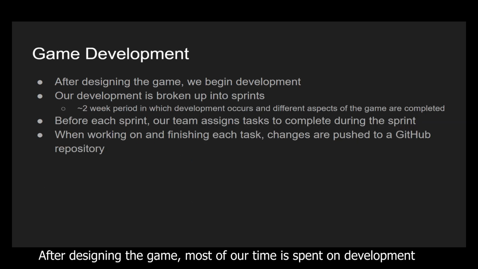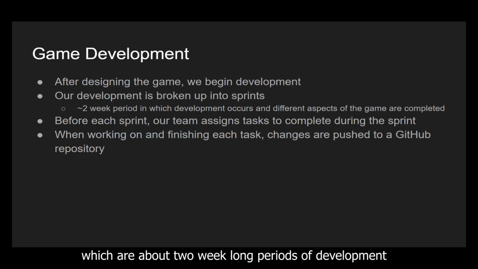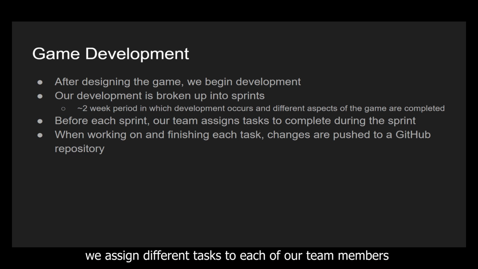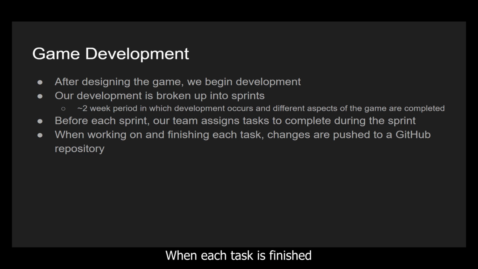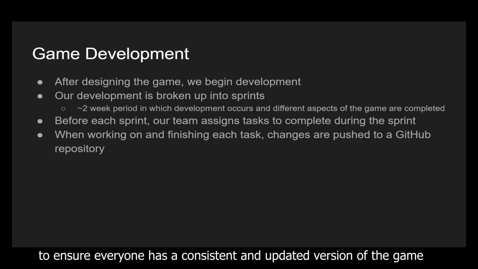After designing the game, most of our time is spent on development. This is broken up into sprints, which are about 2-week-long periods of development, where we work on completing different aspects of the game. Before each sprint begins, we assign different tasks to each of our team members to complete over the course of the sprint. When each task is finished, we push our changes to a shared repository on GitHub to ensure everyone has a consistent and updated version of the game.